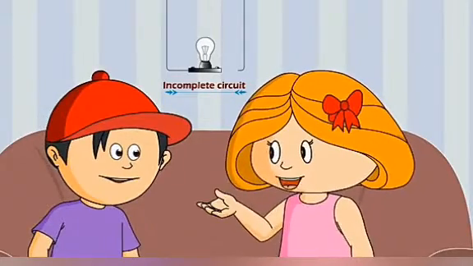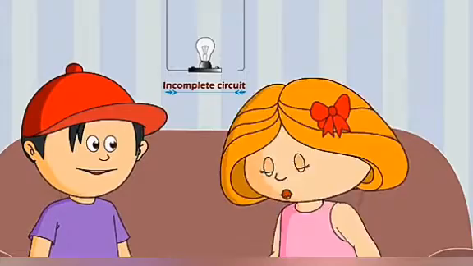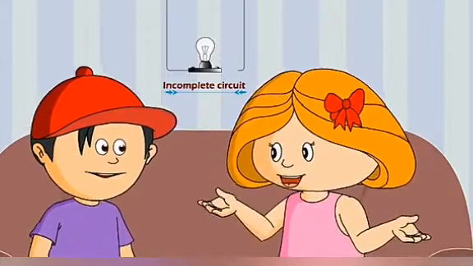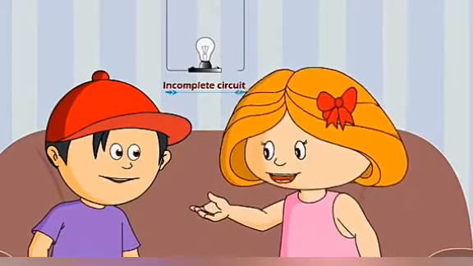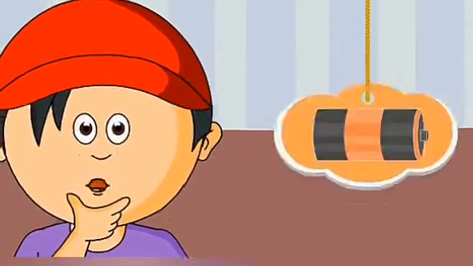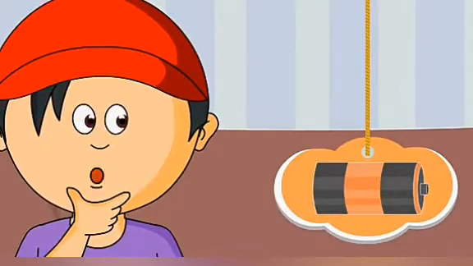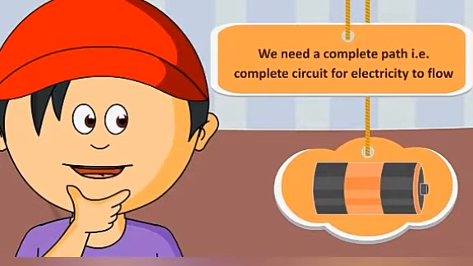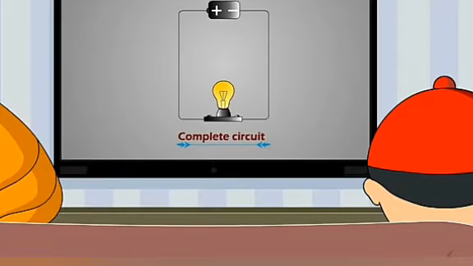Correct. This is an incomplete circuit. You need a complete path for the current to flow in. This is called an electric circuit. So, you need some power source like a cell or a battery, and you need a full circuit for electric charge to flow.